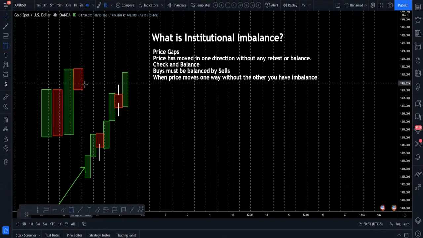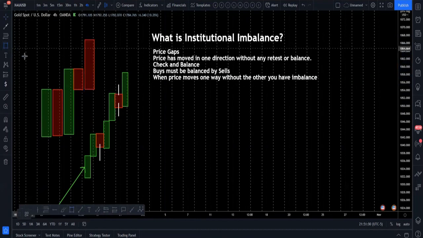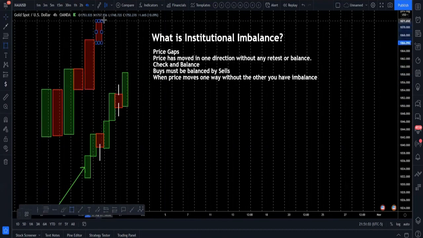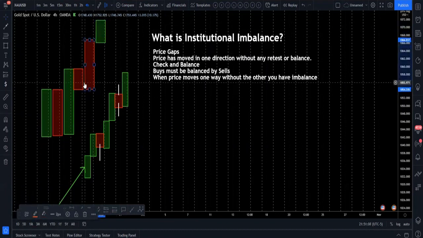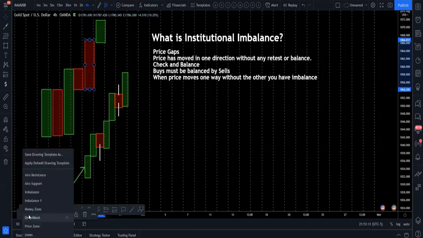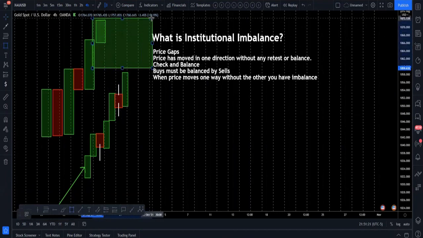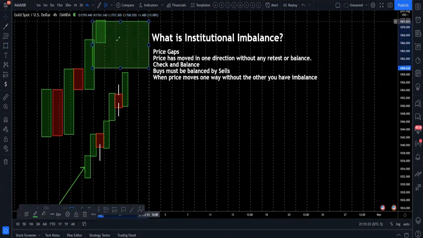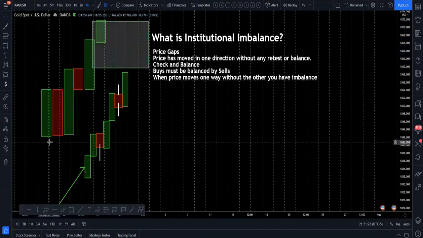So when you have a place in the market where the price just goes up and continues to go up, then you have what's called imbalance, because price didn't go back down to balance out that price action. Now you have this entire area here, let's make this white, this entire area of upward price movement that didn't have any sort of retest or balance to it.